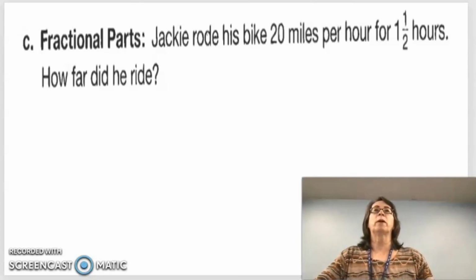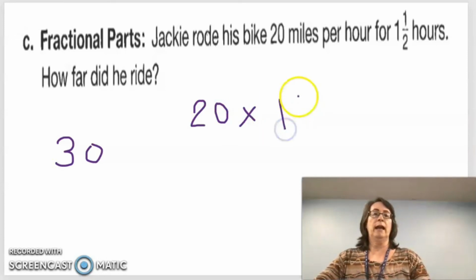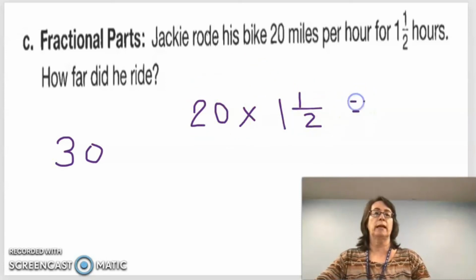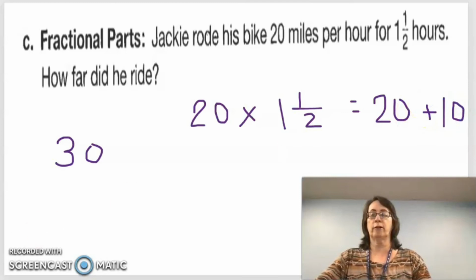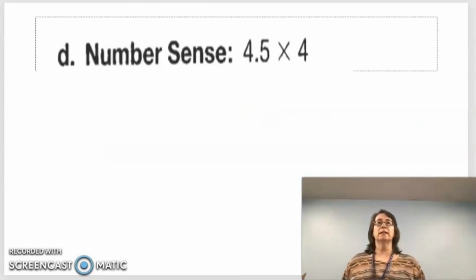Jackie rode his bike 20 miles per hour for 1.5 hours. How far did he ride? 30. Very good. You guys are on track. Because why? 20 times 1.5, right? So basically, it's 20 times 1 is 20, plus 20 times a half is 10, and 20 plus 10 is 30. Very good. All right.